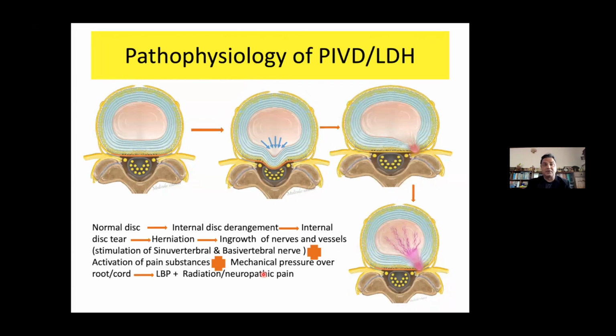What about lumbar disc herniation? The first initial insult is the same: the internal disc derangement that leads to the internal disc tear, and that leads to the herniation. There will again be the growth of nerve and vessels with the stimulation of the sinovertebral and basivertebral nerve, and there will be activation of the pain substances. On top of that, there is mechanical pressure over the root or the cord, depending upon the pathology. It gives rise to back pain and also radiating pain, and sometimes neuropathic pain. When it is the central type of disc herniation, we don't find the radiating type of pain.